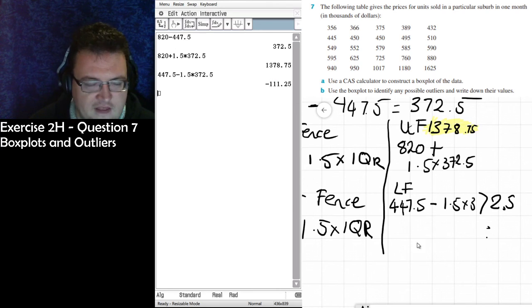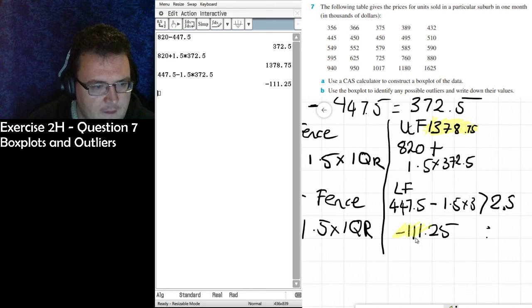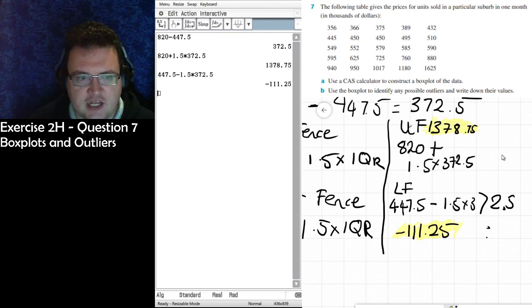Now, the fact that the lower fence is negative doesn't mean anything. It just means that it's not possible for there to be a lower outlier. What that means is that anything that is above my upper fence is an outlier. It means that anything less than negative 111 is also an outlier. So in the case of our data here, we look at our data and there's nothing that is less than negative 111.